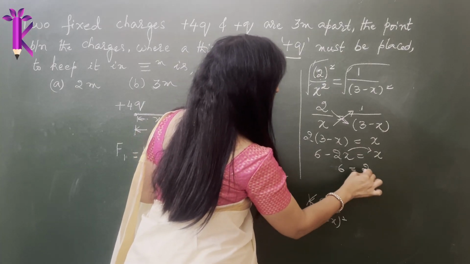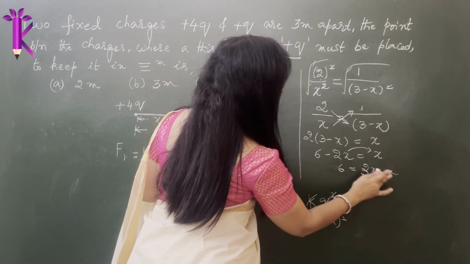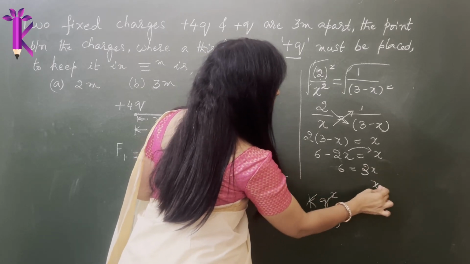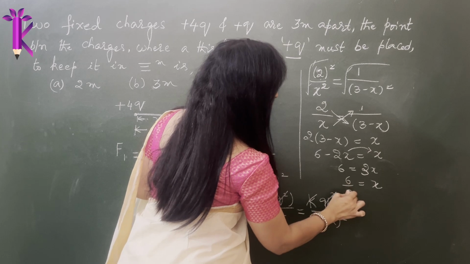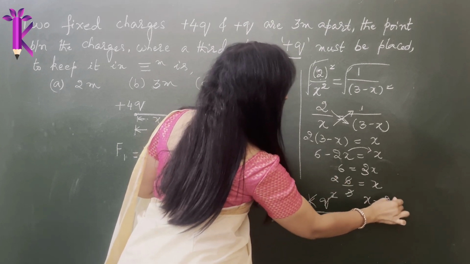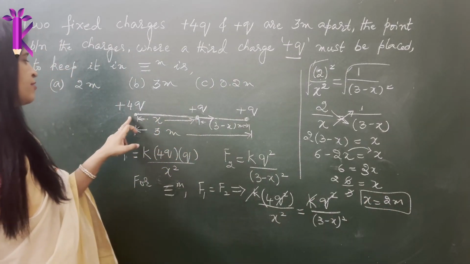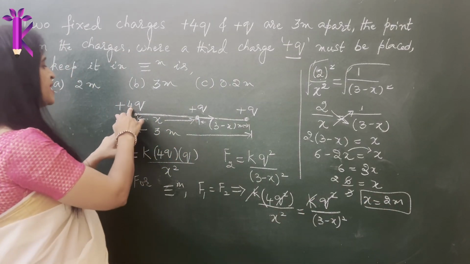So what will happen? It will become plus 2x plus x, which is nothing but 3x. So therefore, what will be the value of x? x will be 6 divided by 3, which is nothing but 2. So x is 2 meters. So you have placed it at a distance of 2 meters away from charge q.